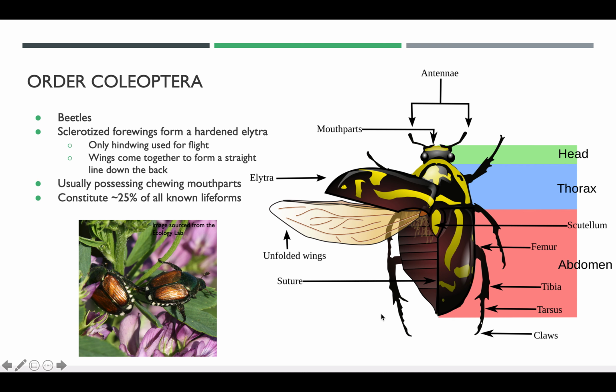One way of identifying a beetle is that when these wings are closed, so in the bottom left corner you'll see these little scarab beetles, you'll notice that they form a straight line down the back because they're coming together sort of side by side. Beetles also have chewing mouth parts called mandibles, which we'll see in a little second, but that's another way to tell apart beetles from other insects. And as we know, they constitute 25% of all known life forms, just because there's so many beetles out there and so many people who are interested in learning about beetles.